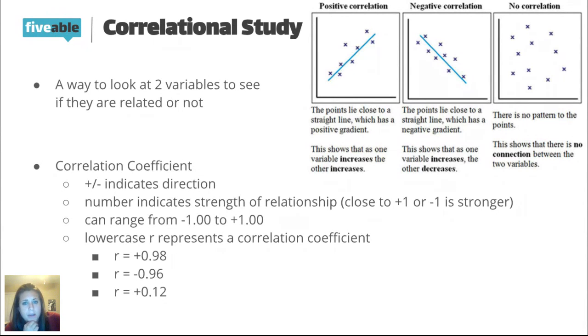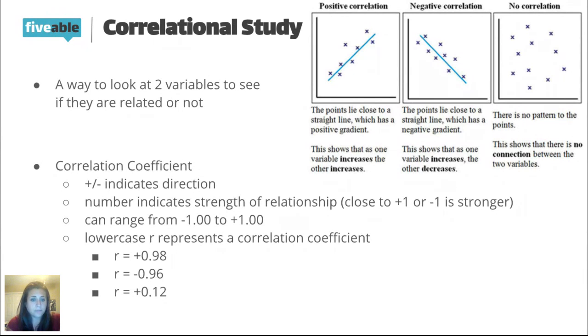So -1 then would be the same as +1, except it's the downward slope line. And so as we get closer to 0, the more scattered out our data gets. So if we look at the one that says no correlation there in the upper right, that one's going to be like a 0 because there's no line forming there at all. The data points are all spread out.